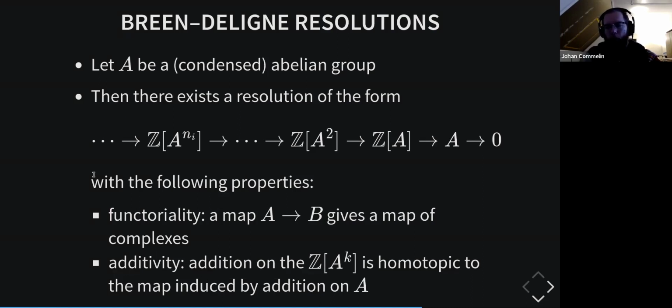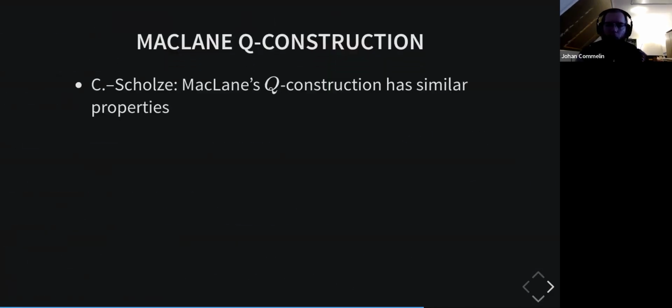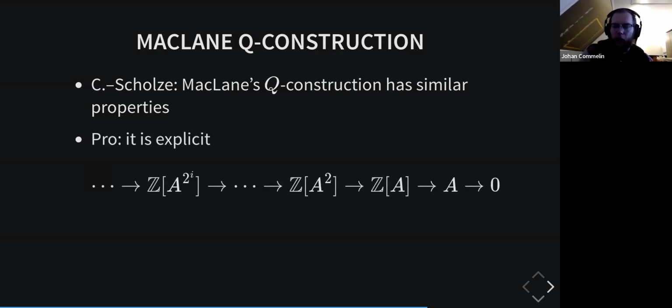And I started playing around a bit with it. And then at some point, I realized that there is a construction that looks very similar to these Breen-Deligne resolutions, and it seemed to have the correct properties. And so I started discussing this with Schulze, and at some point we realized that this construction wasn't new, but I'd actually stumbled upon something known as MacLane's Q construction, and it's extremely explicit.